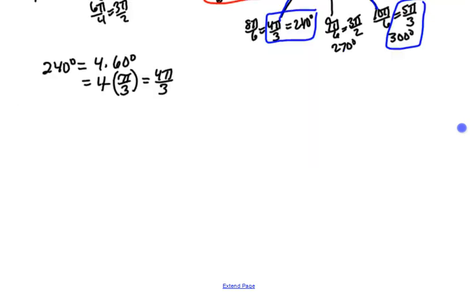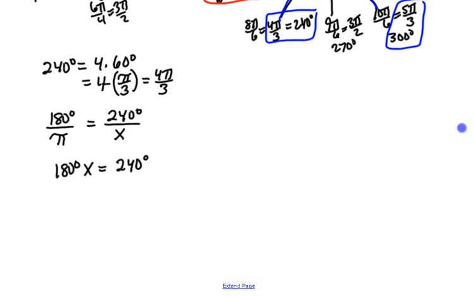Now, what if you don't think that way really well? What's another way to think of this? I could say 180 is to pi as 240 is to x. So I can say 180x is equal to 240 pi. And so x is equal to 240 degrees times pi over 180 degrees.